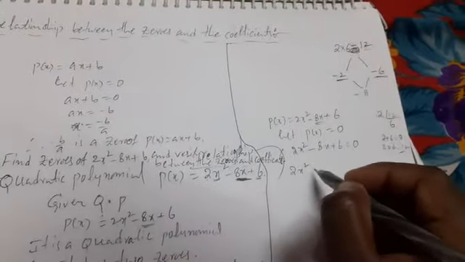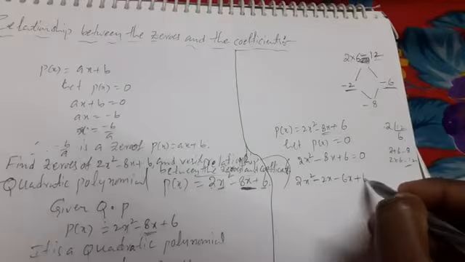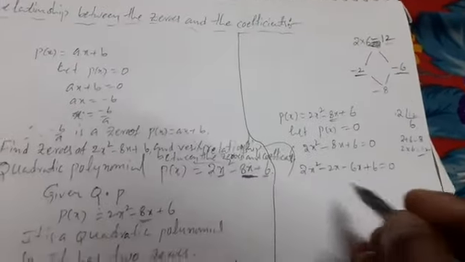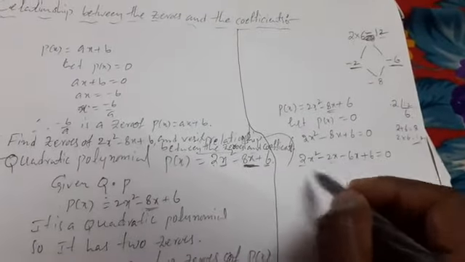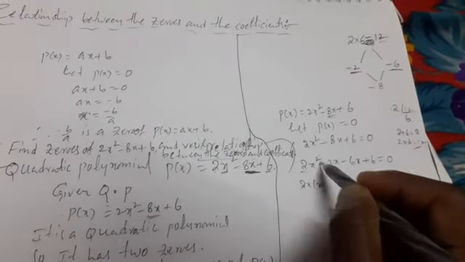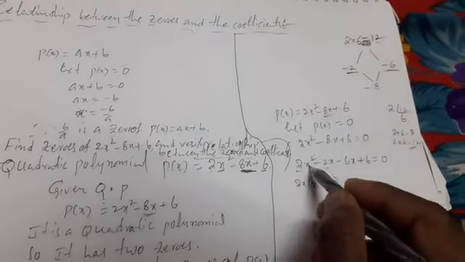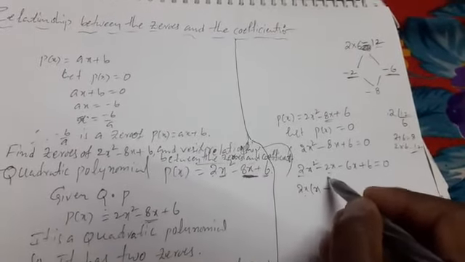So split 8x as a sum with that product: 2x square minus 2x minus 6x plus 6 is equal to 0. Which is common among them? We take 2x common, and x minus 1 remains. Look, observe: 2x into x is 2x square, 2x into 1 is 2x.